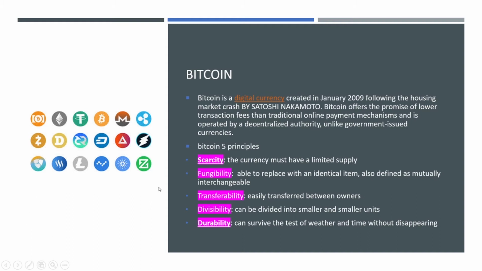So the 5 principles of Bitcoin, and today we're only talking about Bitcoin. There are other cryptocurrencies, but today we're only focusing on Bitcoin. I want to make this video as short as possible. We can touch on the other cryptocurrencies at another time. So the first principle is scarcity. The currency must have a limited supply. So Bitcoin has a limited supply of 21 million.